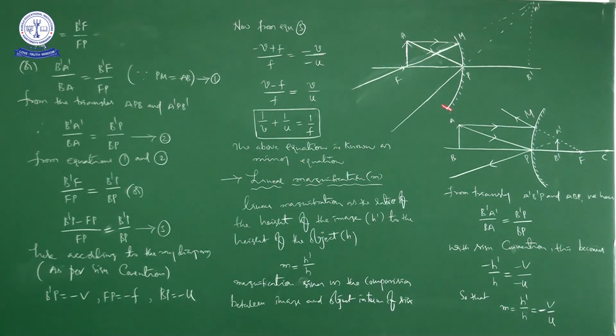This is the situation when the image is formed in the case of a concave mirror. This is the situation when the image is formed in the case of a convex mirror. So in this class we discussed the derivation of the mirror equation, that is 1 by F is equal to 1 by U plus 1 by V. Similarly, we derived an expression for magnification of an object, that is M is equal to H' by H is equal to minus V by U. So we are writing magnification in terms of the size of the image and the size of the object, and then the distance of the image to the distance of the object. We will continue in the next class.